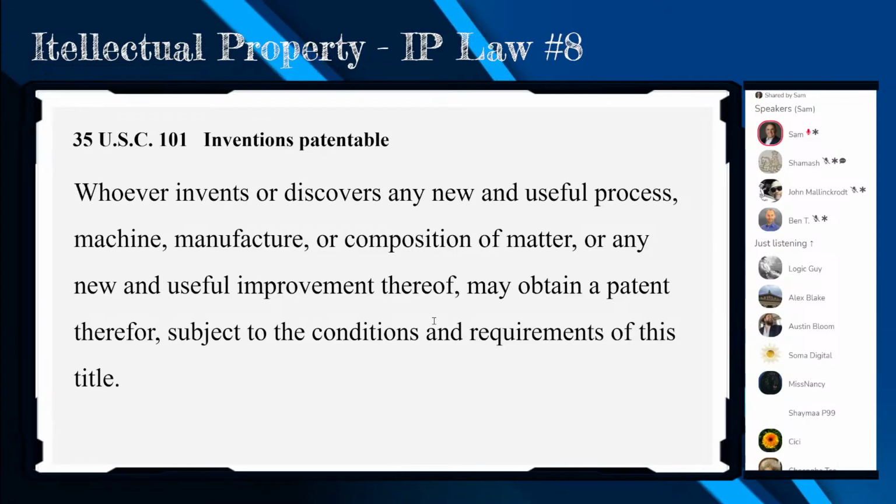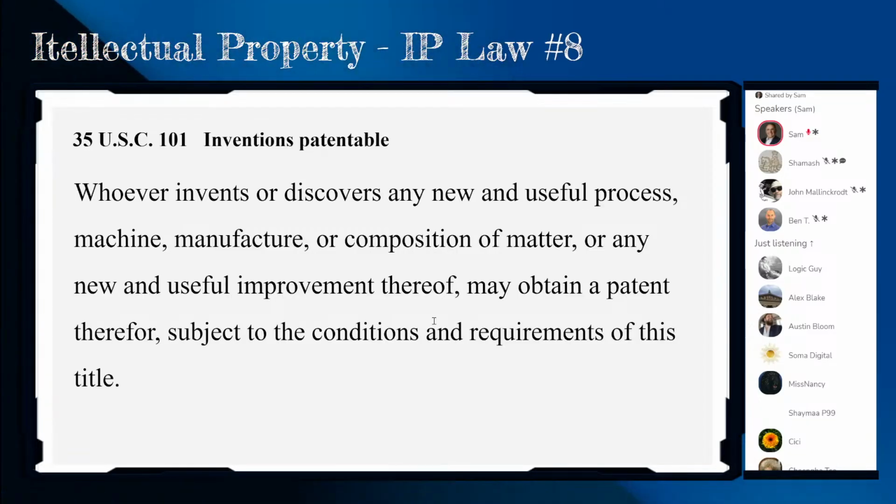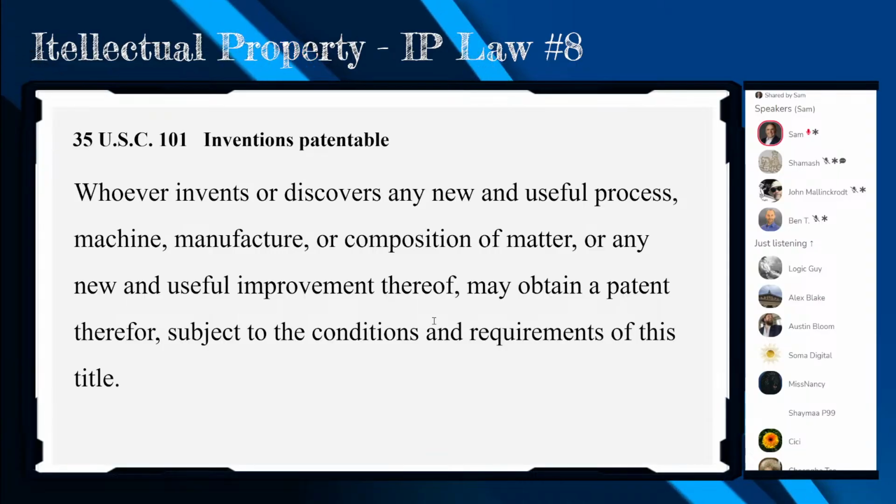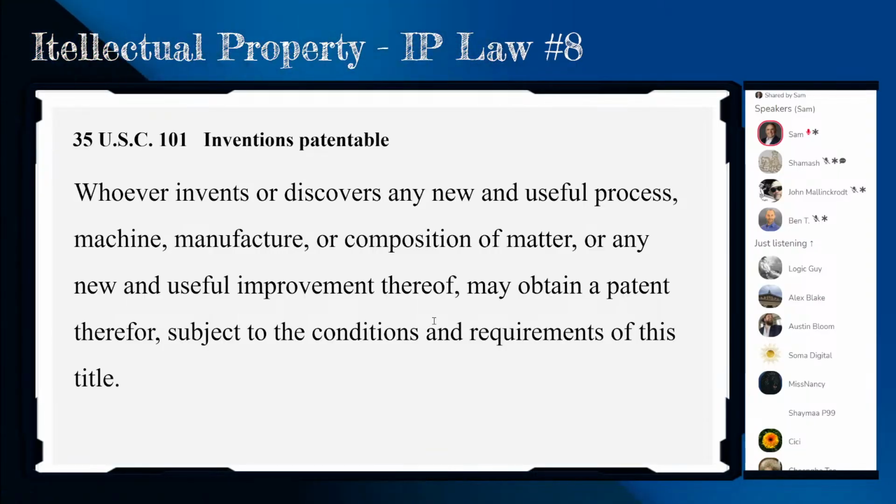So slide 12, 35 USC 101, inventions patentable. That's the title of the section. Whoever invents or discovers any new and useful process, machine, manufacture, or composition of matter, or any new and useful improvement thereof may obtain a patent, therefore subject to the conditions and requirements of this title.